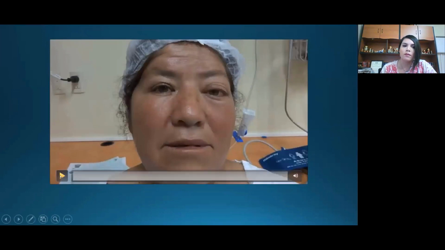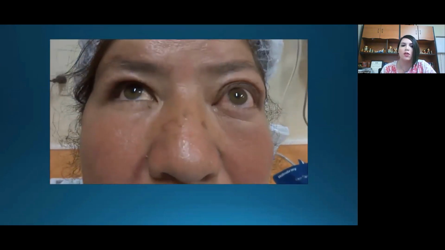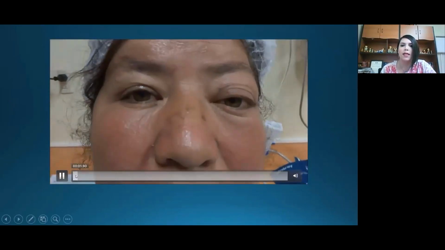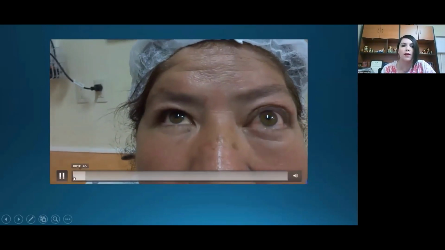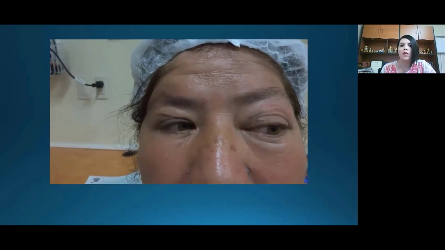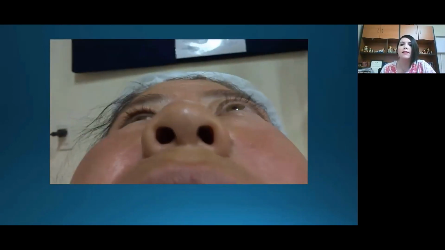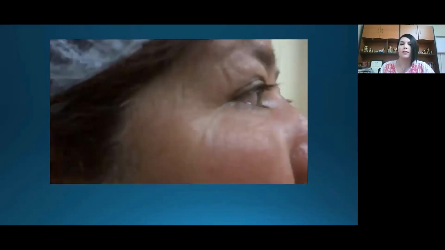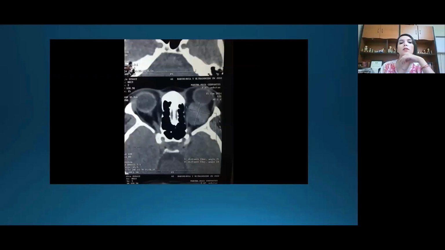Our next patient is an adult. She's a 52 year old woman. And if you can see, I'm going to come back a little bit, the limitation of the movement of the left eye. We are going to see at the end, limitation in the left eye. The left and right movement is okay. And she has a proptosis that is evident. And she has also a history of diplopia.